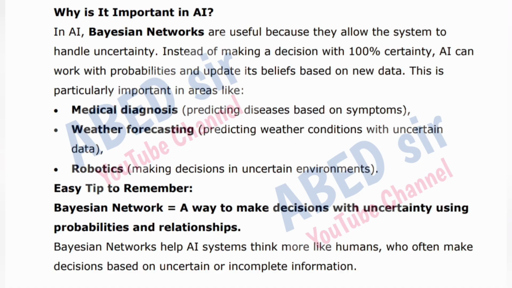medical diagnosis, predicting diseases based on symptoms; weather forecasting, predicting weather conditions with uncertain data; robotics, making decisions in uncertain environments. Easy tip to remember: Bayesian network is a way to make decisions with uncertainty using probabilities and relationships. Bayesian networks help AI systems think more like humans, who often make decisions based on uncertain or incomplete information.